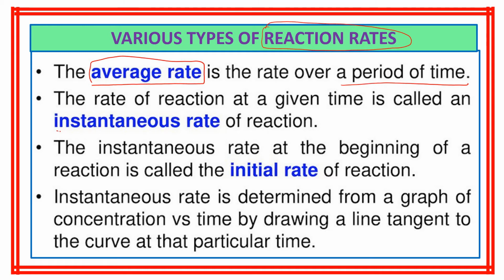The second type is called instantaneous rate. In this case, at a given time, at a particular point, the time interval will be very, very small. So at a particular time, the rate of reaction becomes the instantaneous rate. Over a period of time, the rate of reaction is called the average rate. So let me discuss this: a period of time and a given time.